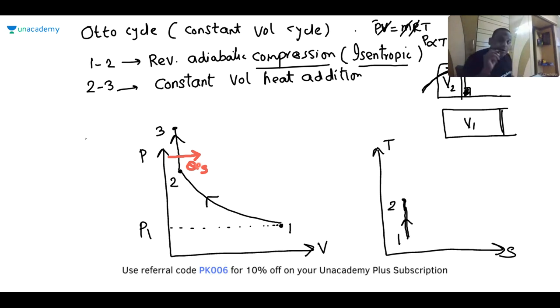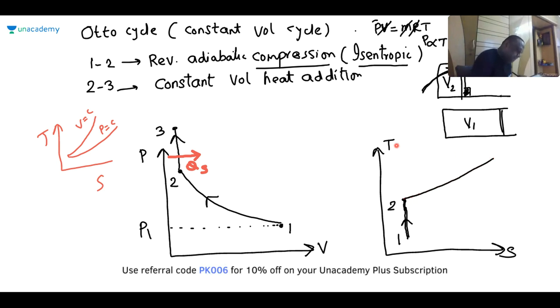How do I show it? From thermodynamics we know that on a TS diagram, constant pressure will be like this, constant volume will be like this, because we will be deriving that the slope of constant volume on a TS diagram is T by Cv, and the slope of constant pressure is T by Cp. Based on those slopes, I can draw this. More slope means constant volume, less slope means constant pressure. So this will be my constant volume heat addition.